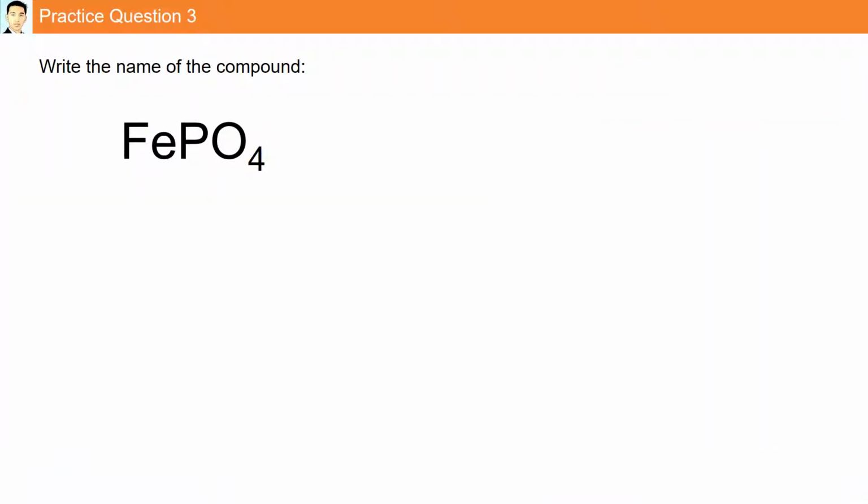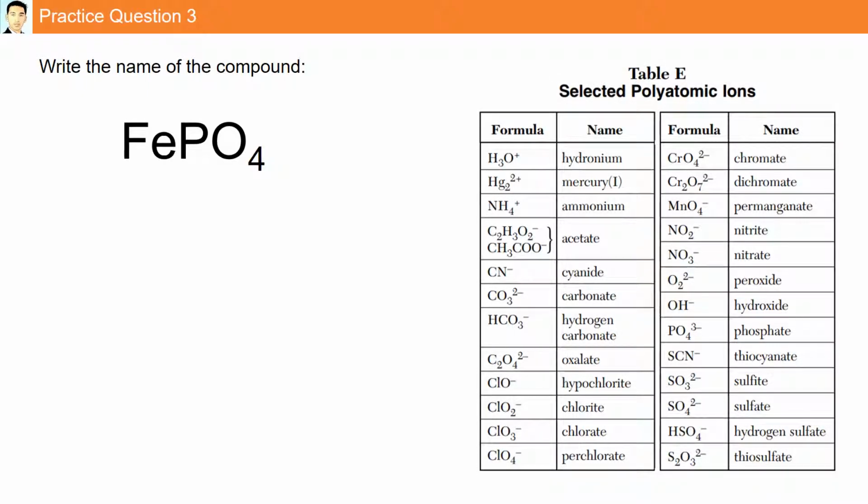Practice question 3. Write the name of the compound FePO4. First, we need to examine reference table E to identify our polyatomic ion. In our formula, we have Fe, which is iron, followed by PO4. PO4 is a polyatomic ion, and it is called phosphate. It has a charge of 3-.